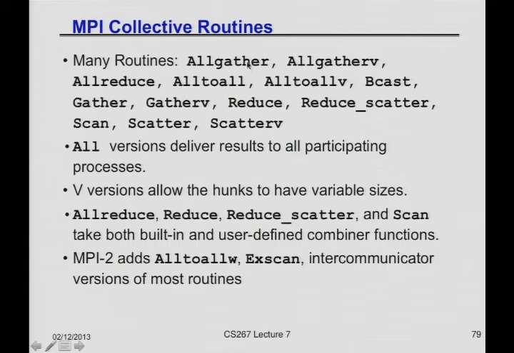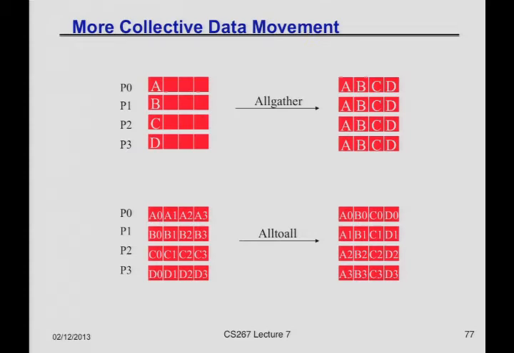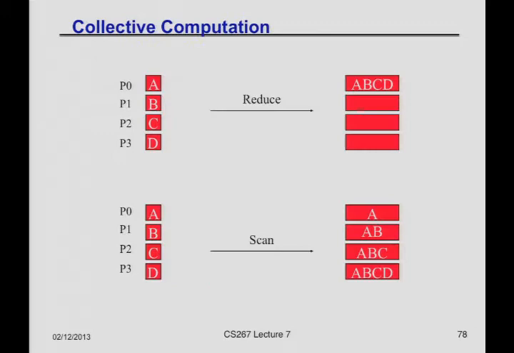Now, they come with all these different flavors, so I'm just trying to give you a sense that there's this space of different operations. Sometimes there's just gather, but you could also have the word all in front of it. All of these different routines come either with an all in front or not. If there's an all, that means everybody gets a copy, as I showed you in the pictures before. Here is a gather, processor 0 gets the copy of everything. And here's all gather, and everybody gets a copy of everything. So every one of these routines has an all version and a non-all version.